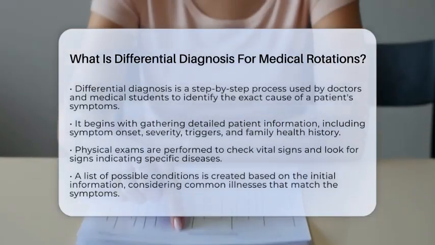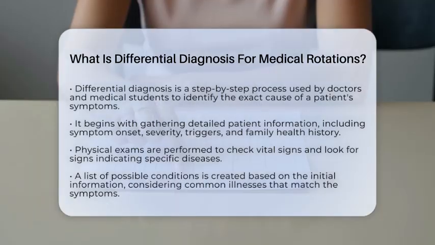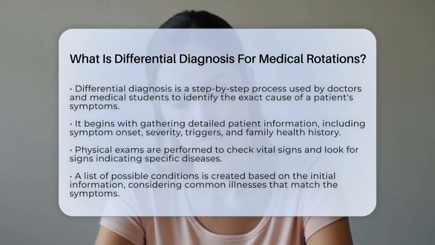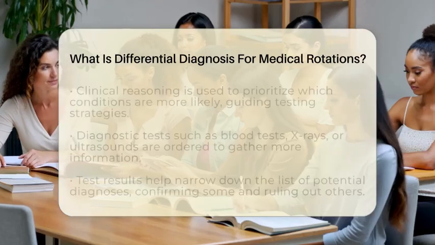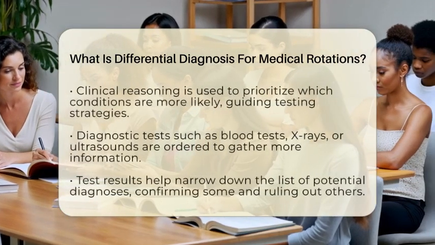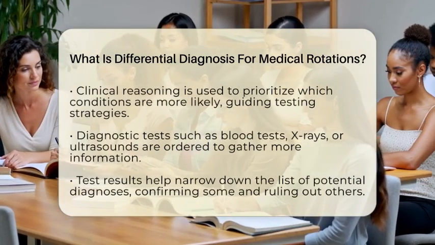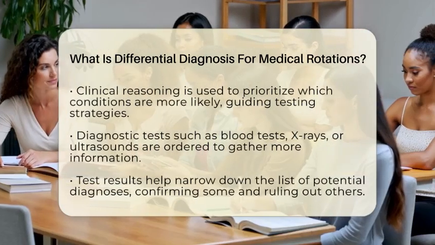The process starts with gathering detailed information from the patient. You ask about when symptoms began, how severe they are, what makes them better or worse, and any other health issues or family history. Then, you perform a physical exam, checking vital signs like blood pressure, heart rate, temperature, and looking for signs that point to certain diseases.